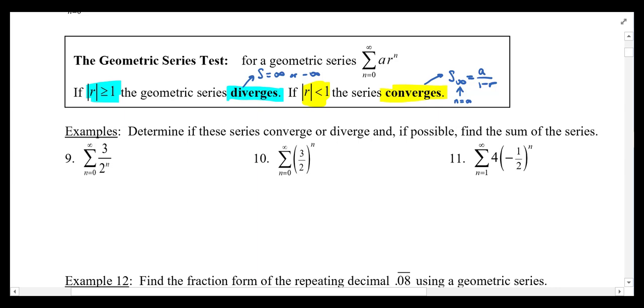So for number 9, if I write out the terms, when n equals 0, I have 3 over 2 to the 0. I'll write it out as 2 to the 0, just so you can see it, then 2 to the 1, 2 to the 2, and of course that's going on forever and ever. So this is 3 plus 3 halves plus 3 quarters, and so on and so forth. Can you figure out what R is going to be if you compare two terms? I hope you can see that the R value here is equal to 1/2.